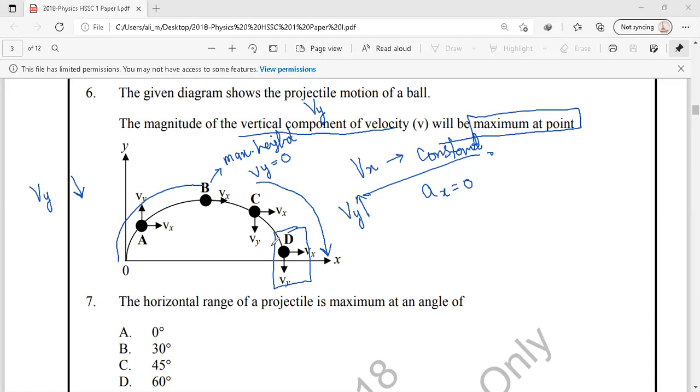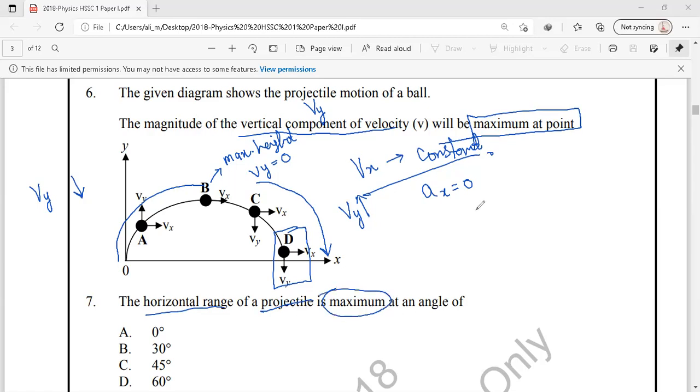So the correct answer for question 6 is option D. Now let's see question number 7. The horizontal range of a projectile will be maximum at what angle?